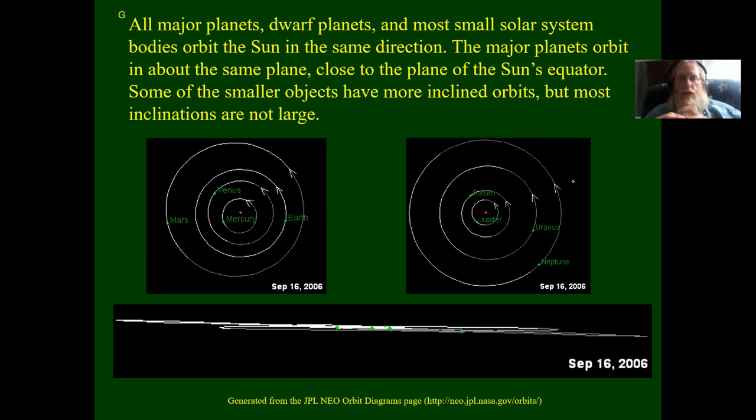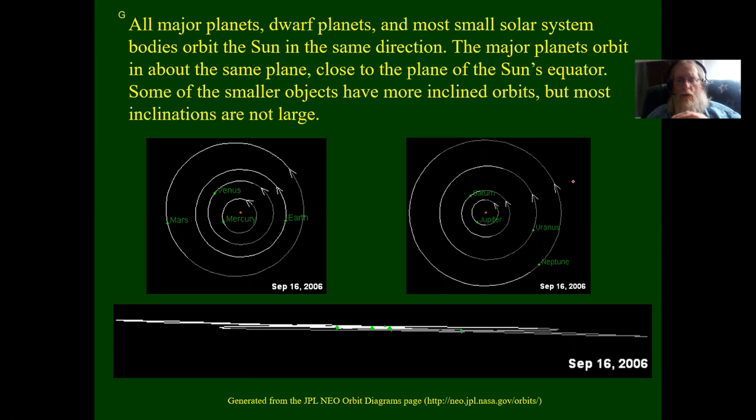For some of the general things, right here we have the top two images showing you the orbits of the major planets as seen from above. They all go around the sun in the same direction, as do all the dwarf planets and most of the small solar system bodies. The lower picture is an edge-on view of all 8 major planet orbits.